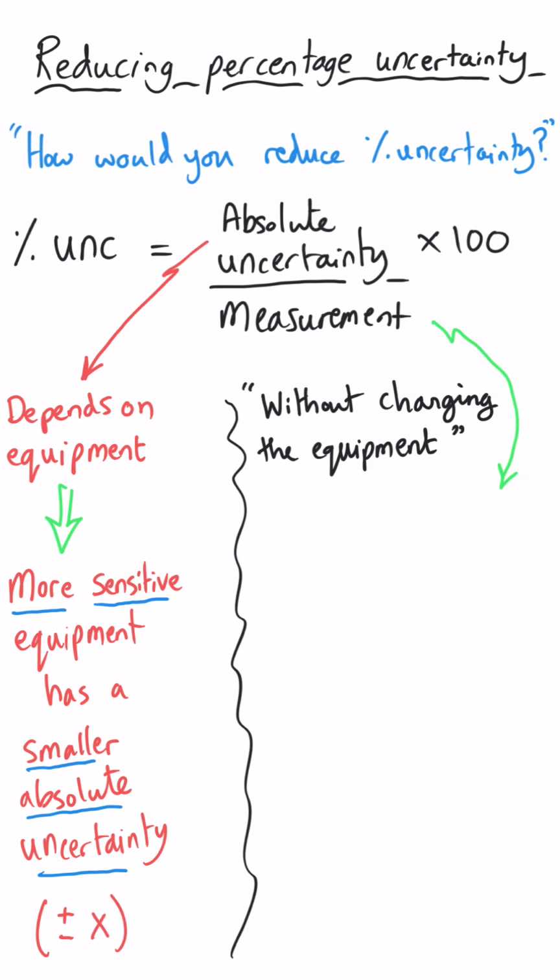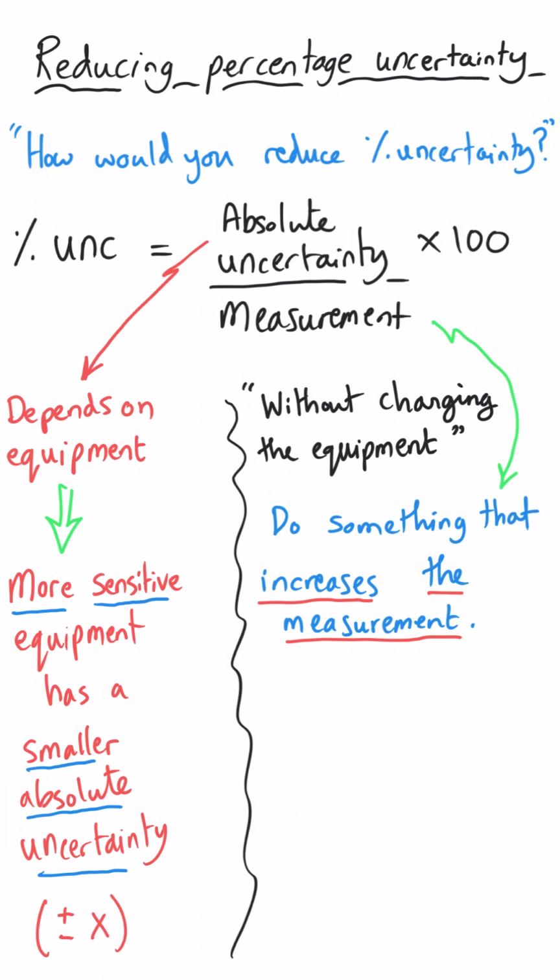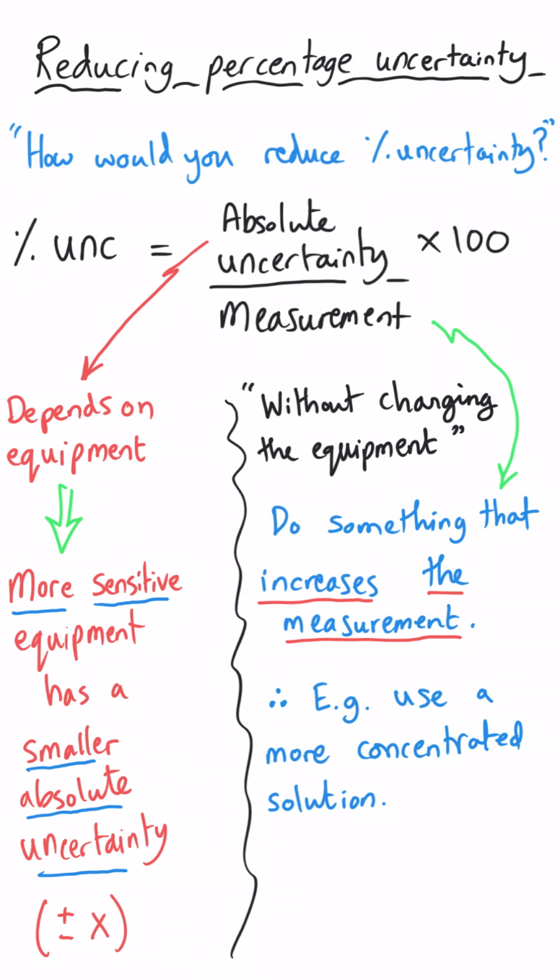And so to make the measurement result in a smaller percentage uncertainty, we have to be making the measurement bigger. And so whatever change we are going to cause to happen in our experiment has to result in a larger measurement for whatever it is that we're doing. So a larger temperature change, for instance. And so if we're going to get a larger temperature change, well then maybe we use a more concentrated solution because that will result in more heat energy being released and therefore a larger temperature change.